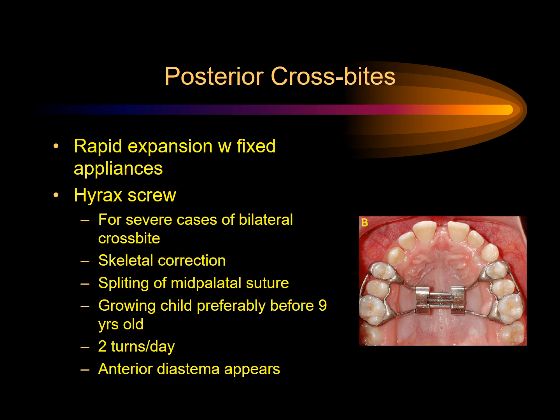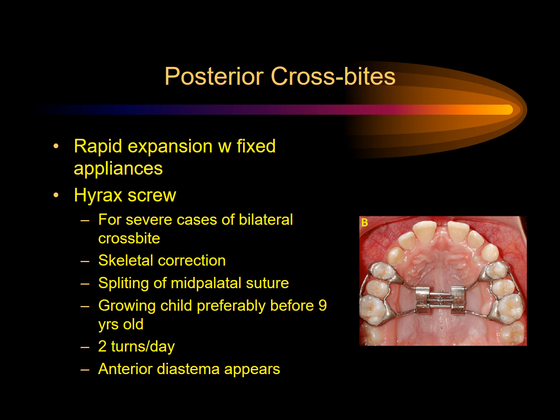Now, rapid expansion with fixed appliances is done utilizing a high-rise screw and is usually indicated for severe cases of bilateral crossbite where the aim is to obtain skeletal correction. What this does is it splits the mid-palatal suture, and thus it is more effective in a growing child where the mid-palatal suture has not closed, and preferably before the child is 9 years old.